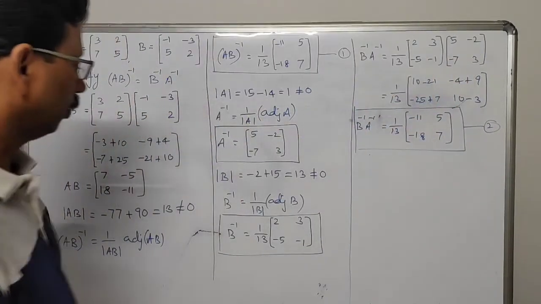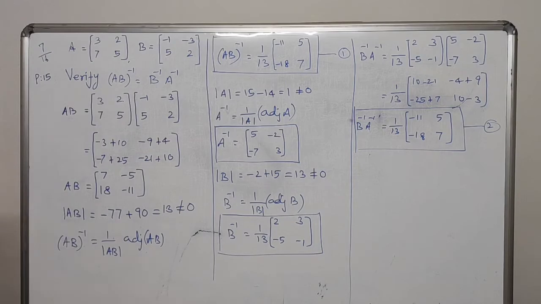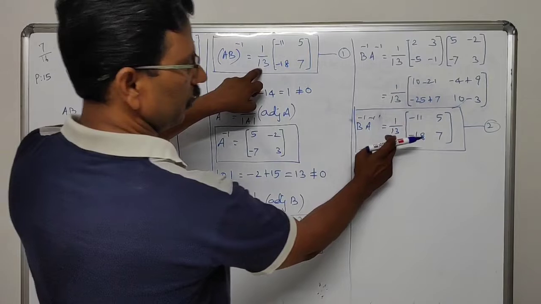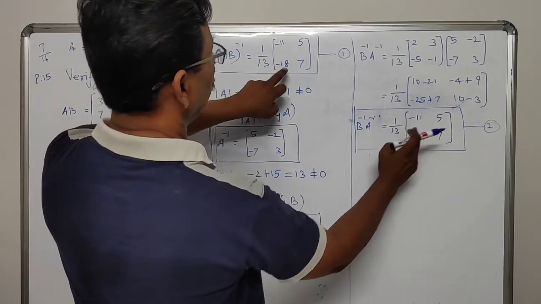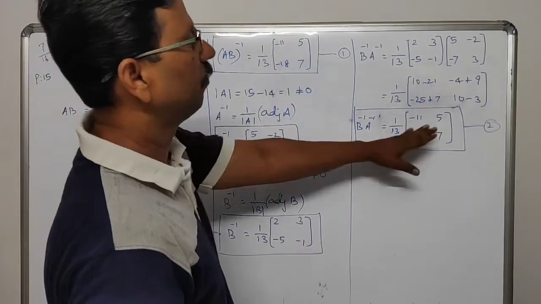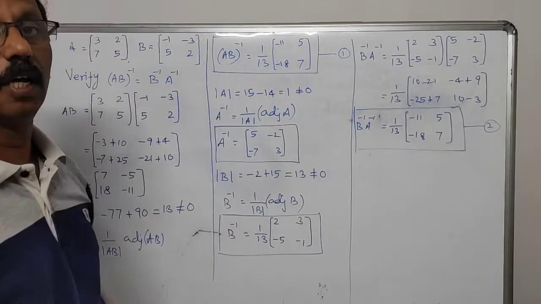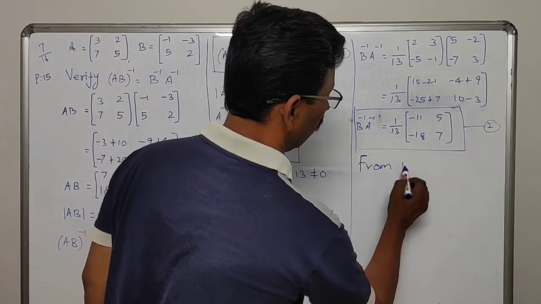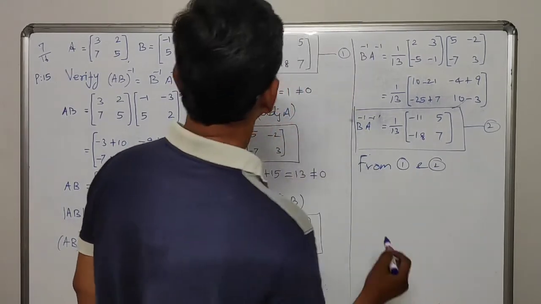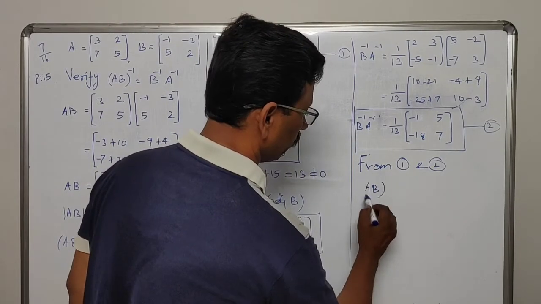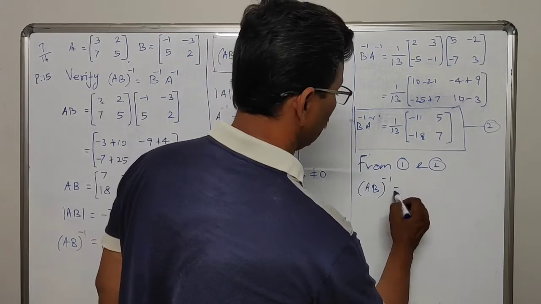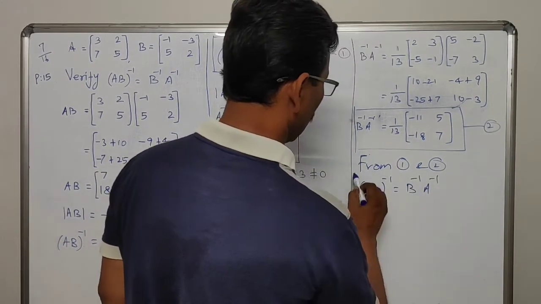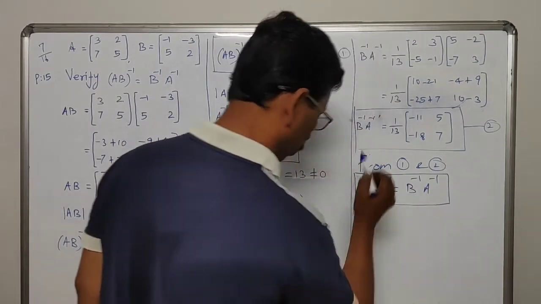So compare the results 1 and 2. The result 1 is AB whole inverse equal to 1 by 13, minus 11, 5, then minus 18, 7. Now the RHS of these two results are equal, hence we can say LHS are also equal. Therefore we can say from the results 1 and 2, AB whole inverse is equal to B inverse into A inverse. Now we can say the results holds good.